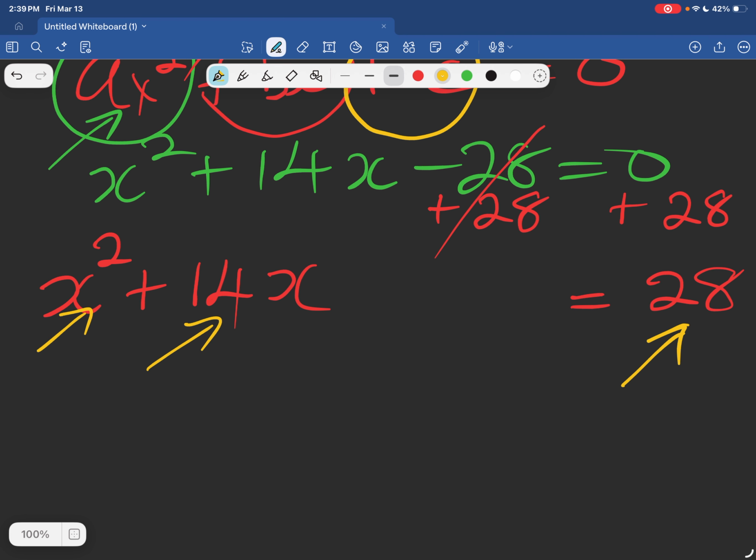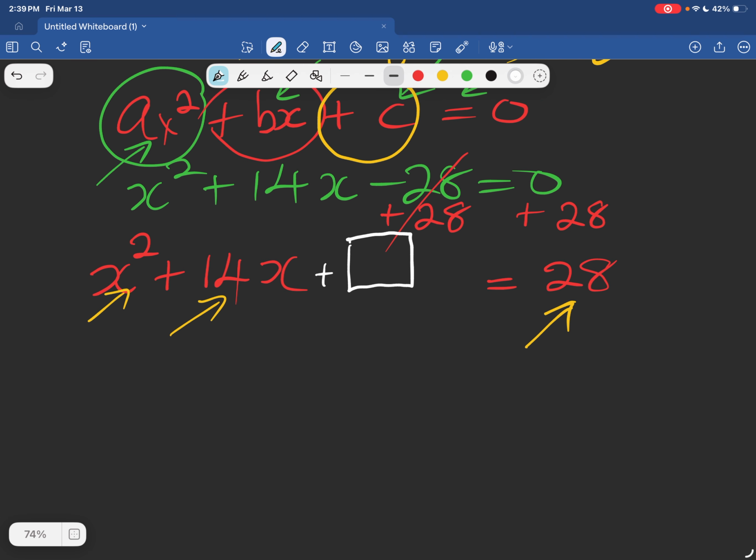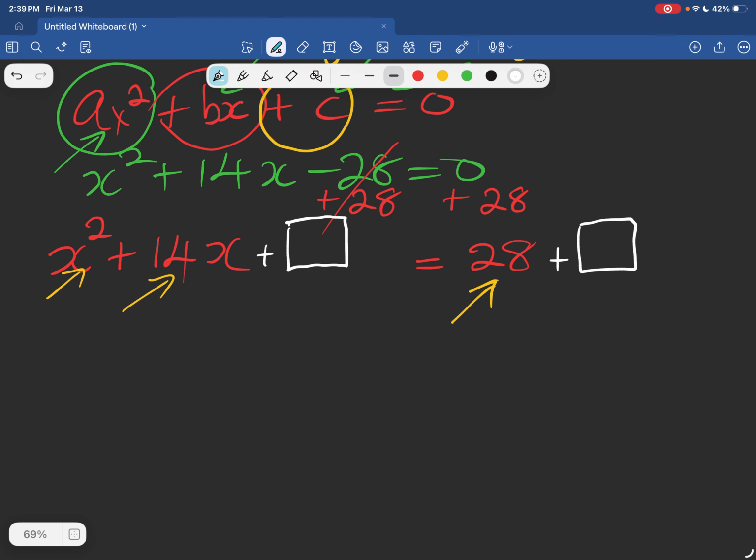The next thing that we are going to do is place a box to hold the number that will complete the square on the square and linear term. And because we added a box to one side of an equation, we'll have to also add a box to the other side to put the value there so we keep it balanced. The next thing is we apply the rule.